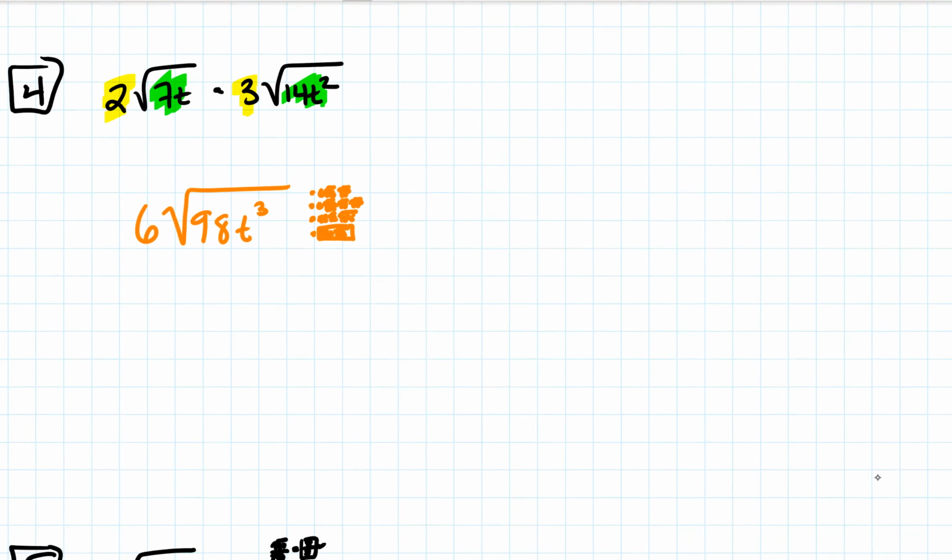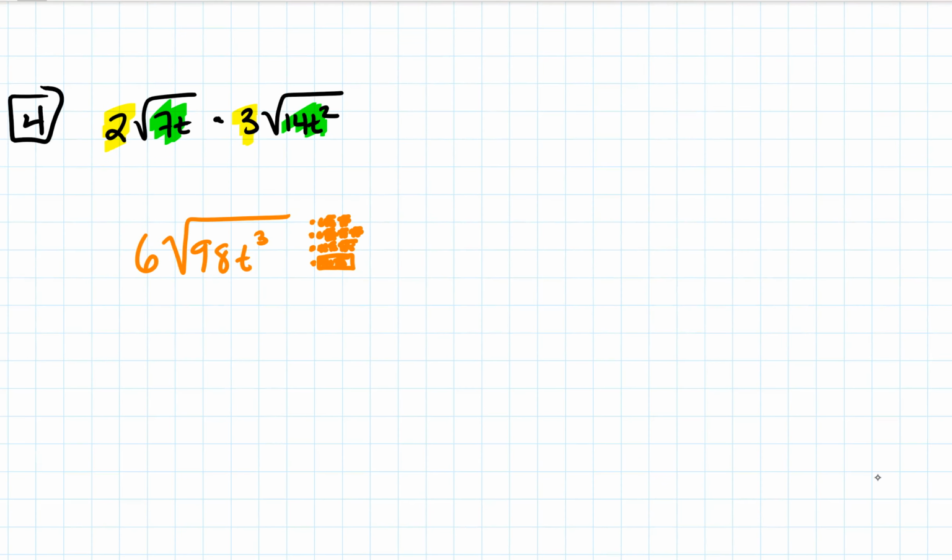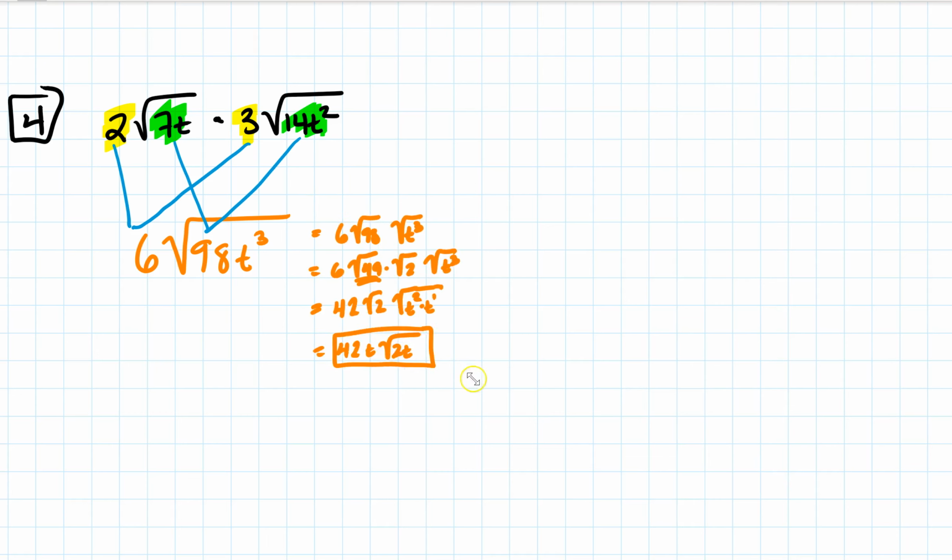That's a tough one. Okay, here we go. Let's try to work with this one here. Let's do 2 times the square root of 7t times 3 times the square root of 14t squared. Well, the first thing that we can do is multiply the 2 and the 3 together, and we can get a 6 out of there. That's no big deal. And then if I multiply under the radical, I'm going to end up with 98t to the third. 7 times 14 is 98. T times t squared is t to the third. All right, let's pick it up from here and show you how to take this apart.